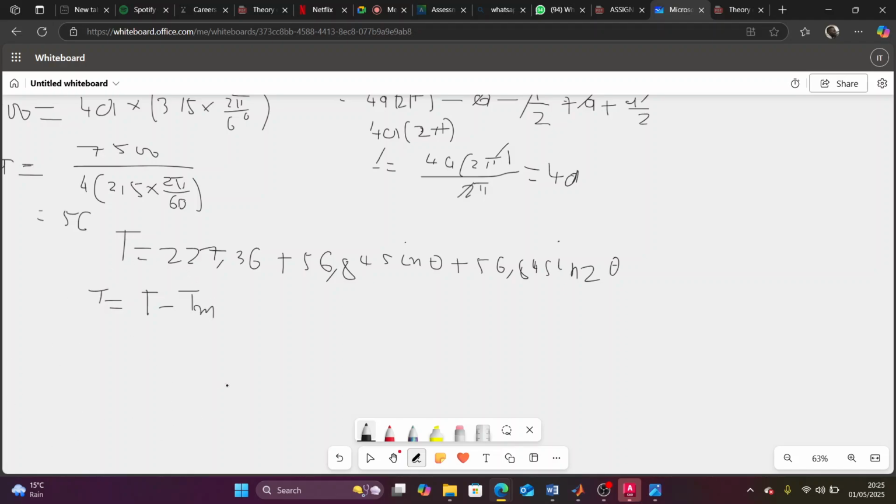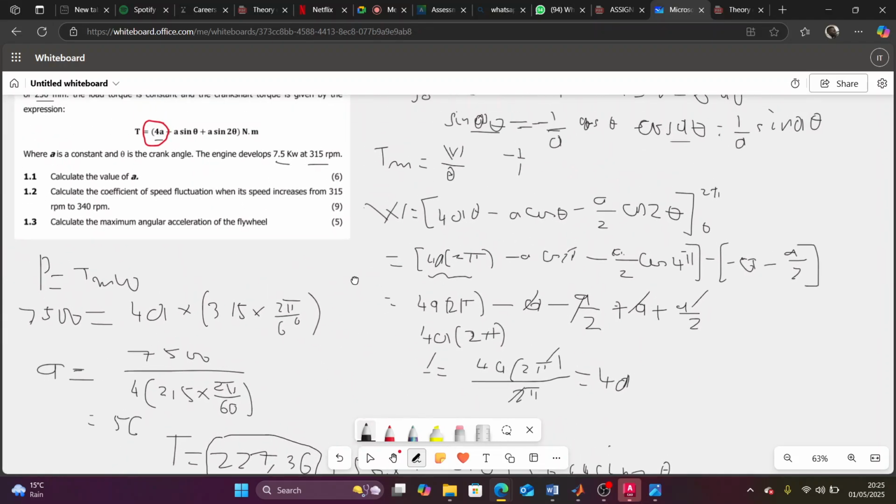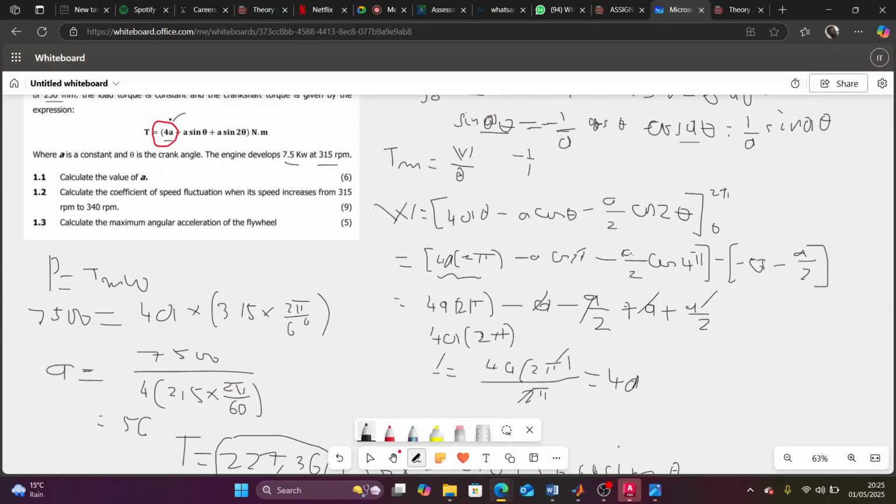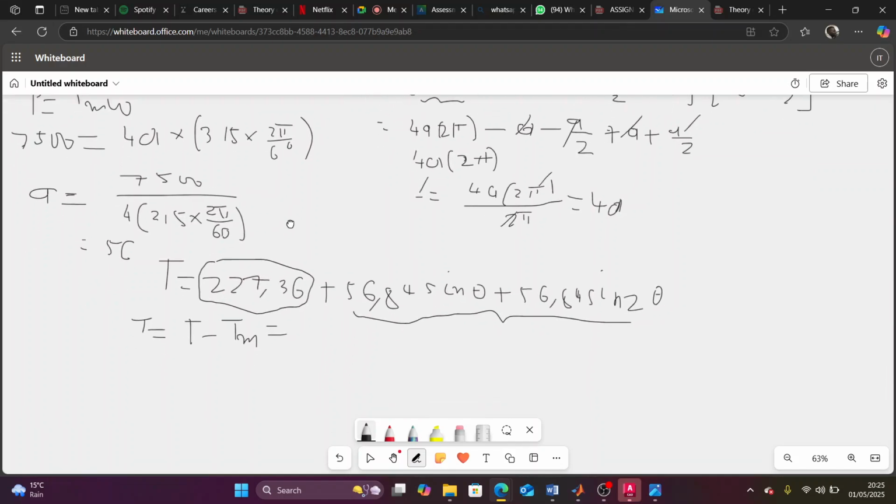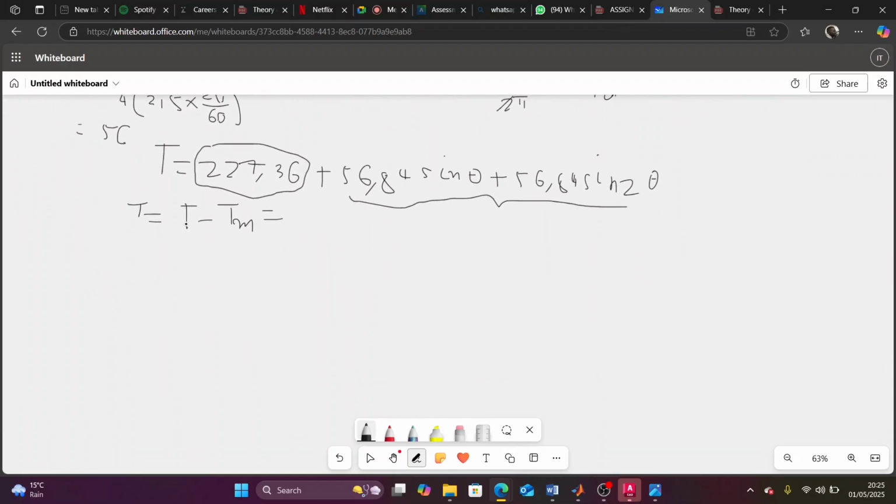So basically, what you will be having here is simply going to be this part here. I don't know if you see it. Remember, this one is the mean torque. I told you, when you have an equation like this, the value here is your mean torque. You just prove it. Okay. So when I do T minus T min, T is everything here. Minus T min, what will cancel out? Only this one.